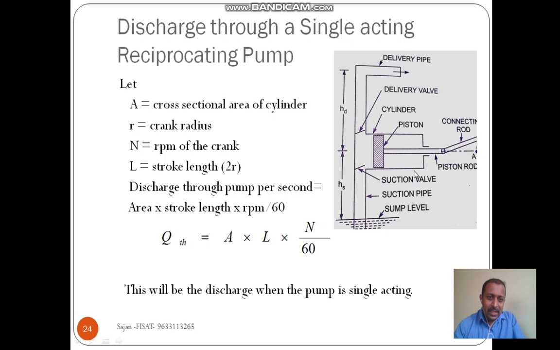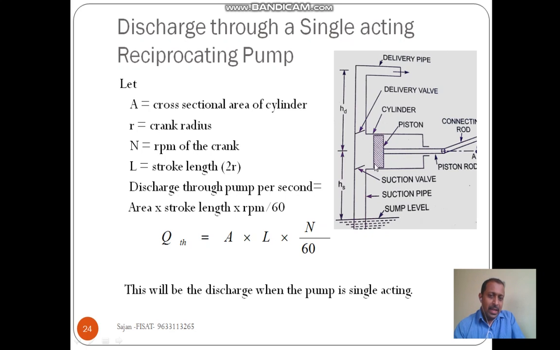Here, you can see that in a single acting reciprocating pump, when the crank rotates, the piston will move to and fro inside the cylinder. The quantity of water entering the cylinder will be the volume of the cylinder itself, that is area of cross section into the length of stroke. That will be the volume of water entering the cylinder and leaving from the cylinder. The water leaving the cylinder will be the discharge, that is, the sweep volume is the discharge.